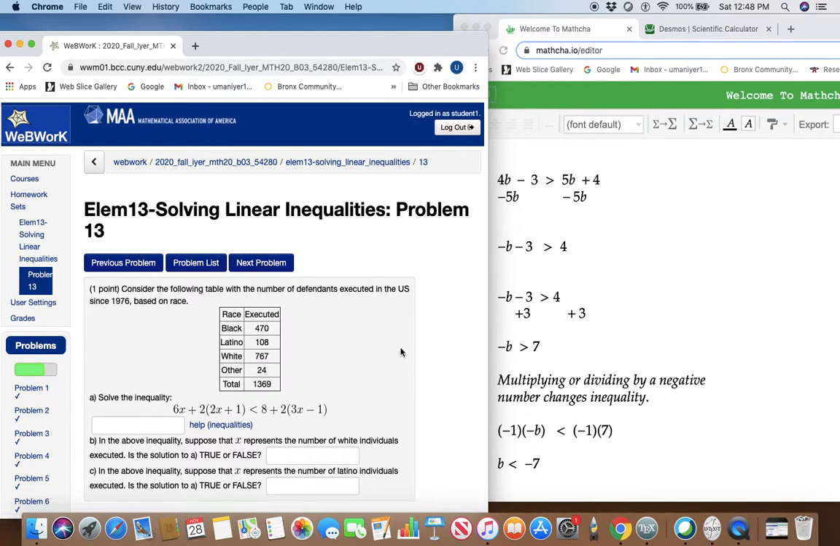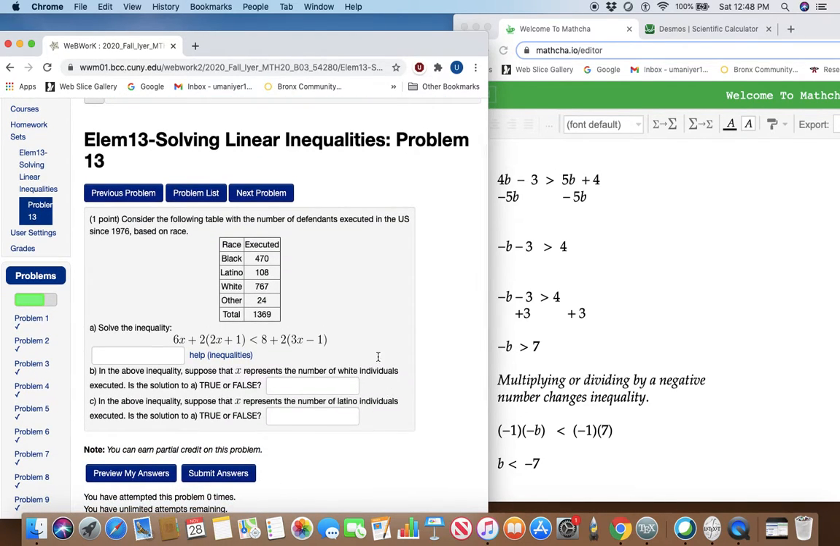Next. Okay. Consider the following table with the number of defendants executed. My God. Anyhow, that's a terrible question.